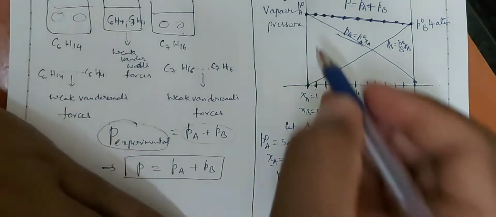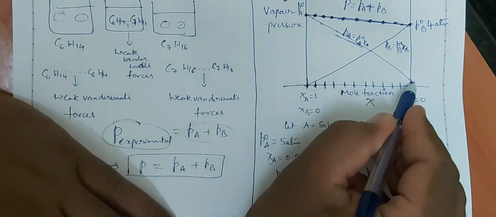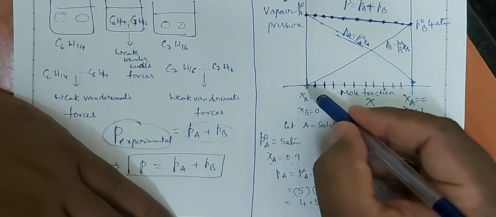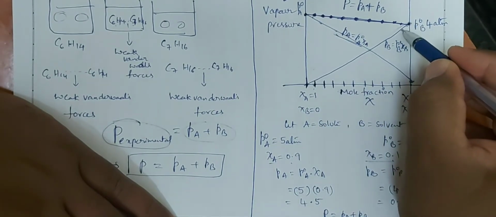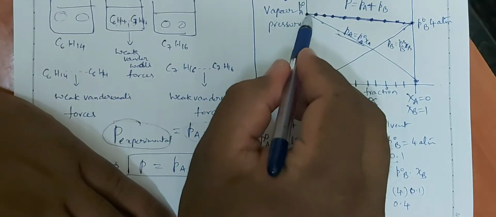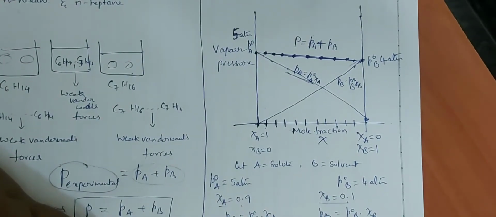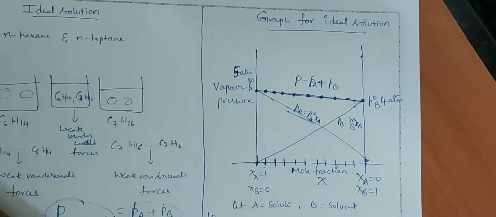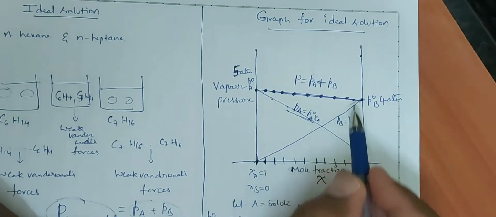4.0. 4.5, 4.0, like that it is going to decrease. In the same way, this value is getting increased. This is for only solvent, this is for only solute. This is the graph for ideal solution. This line is representing only solute, this line is representing only solvent.